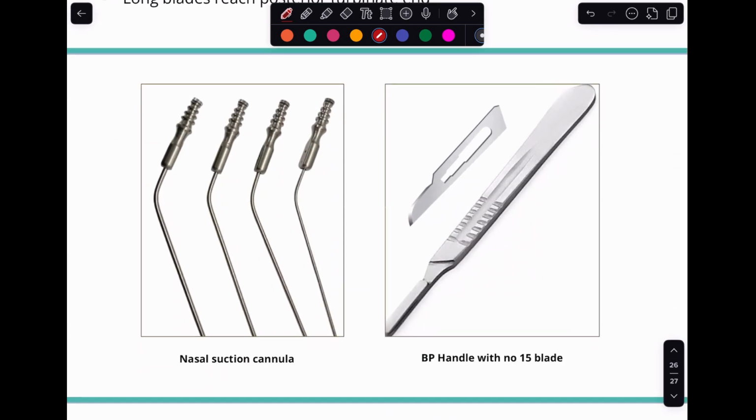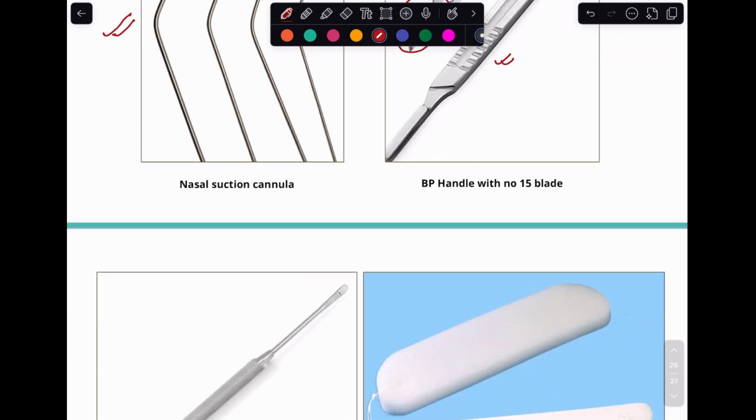Along with this, I wanted to show you a few more instruments that are used, but I'm not going to describe them in detail. This is what a nasal suction cannula looks like, and this is usually used to remove the blood, the mucus, or any kind of secretions while you're performing the surgery. To give the incision of septoplasty, we usually use a BP handle along with a 15 number blade. And the incision that we preferably use in septoplasty is the Freer's incision, and in case of SMR it is the Killian's incision. If you want to know more about the incisions, I have a separate video on that. You can check it out over there.